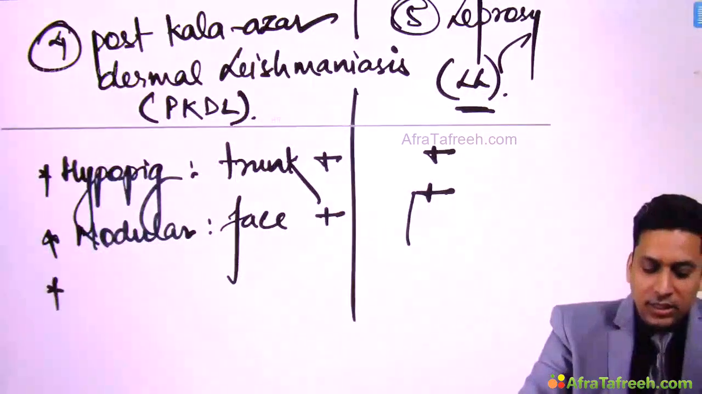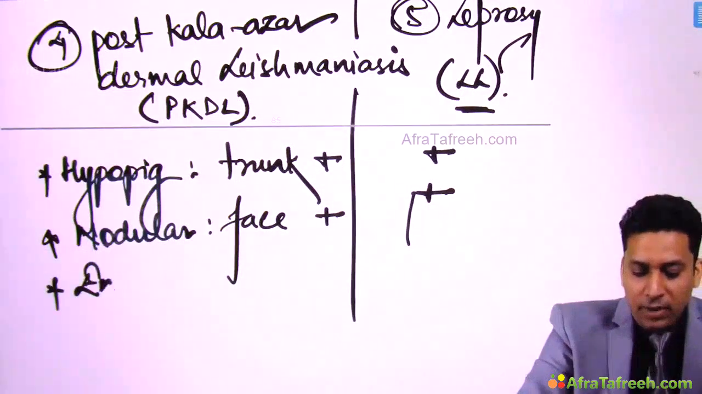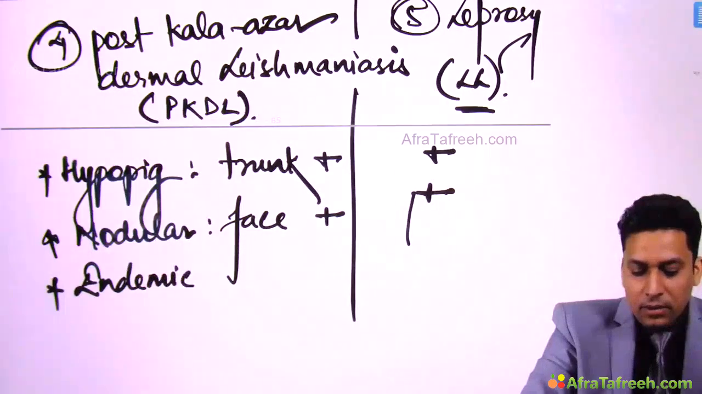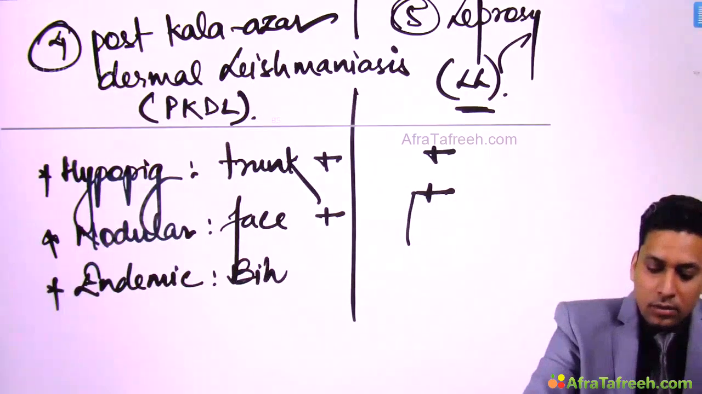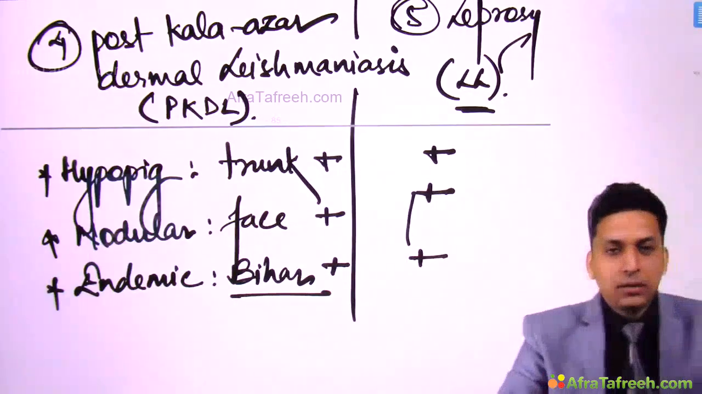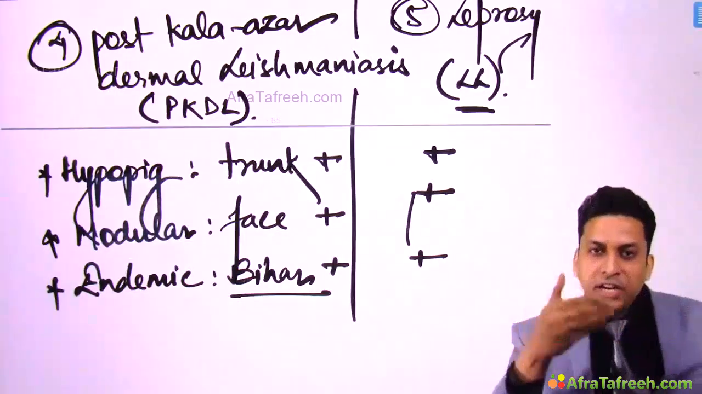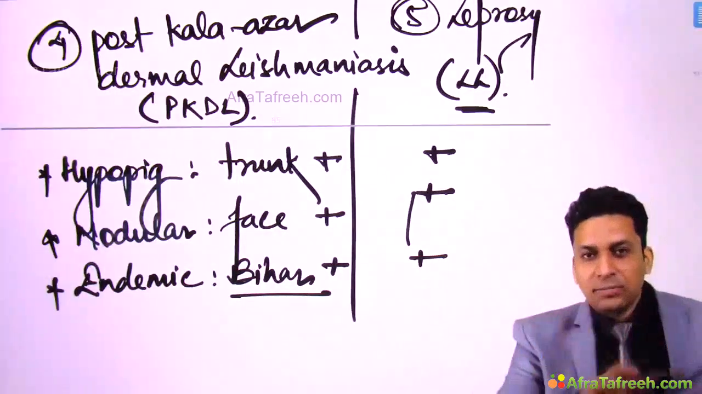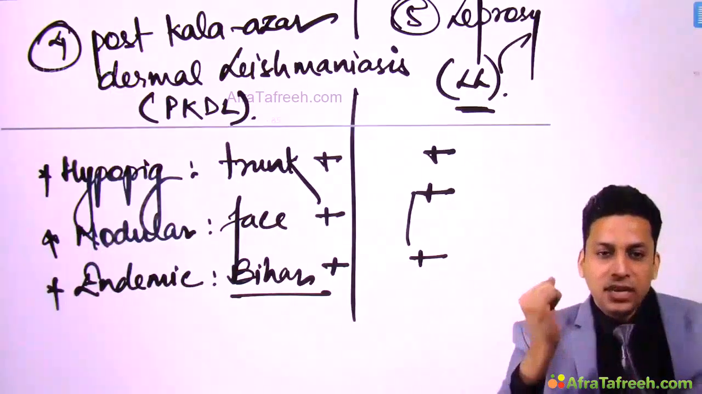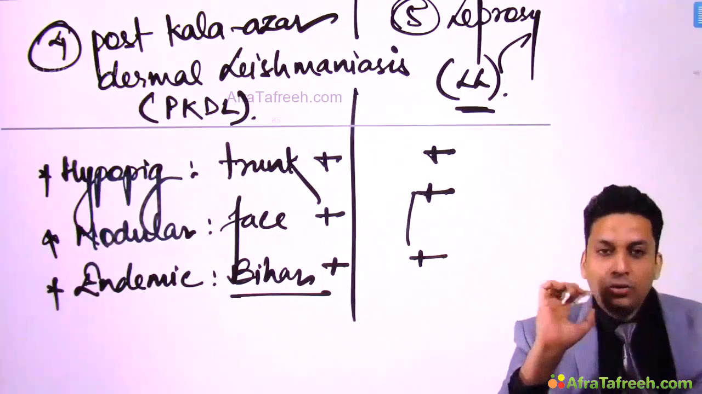Then sometimes it is written that the patient is from an endemic area like Bihar. So not only leishmaniasis, leprosy is also endemic in Bihar. So whenever you read these points in the question, you get confused whether this is PKDL, leishmaniasis, or whether this is leprosy. Now, how to differentiate?